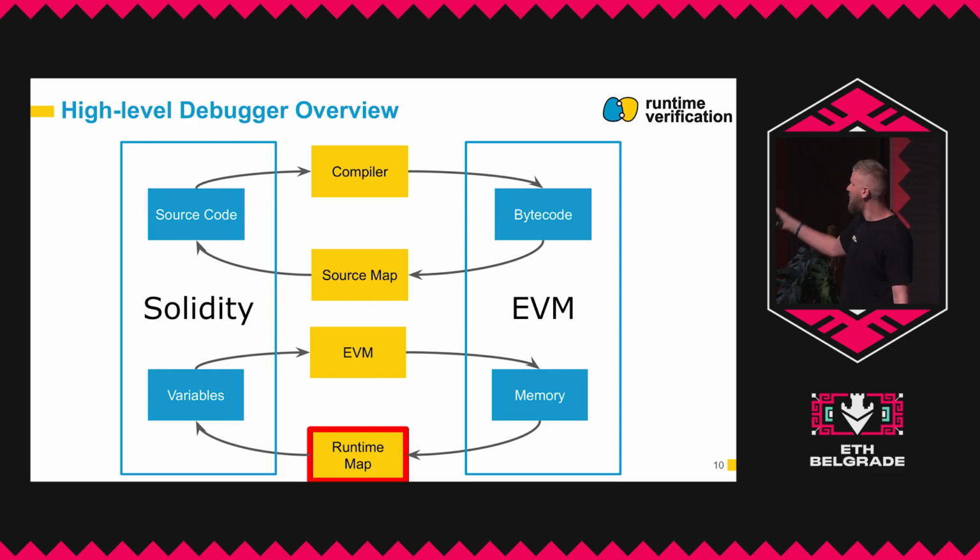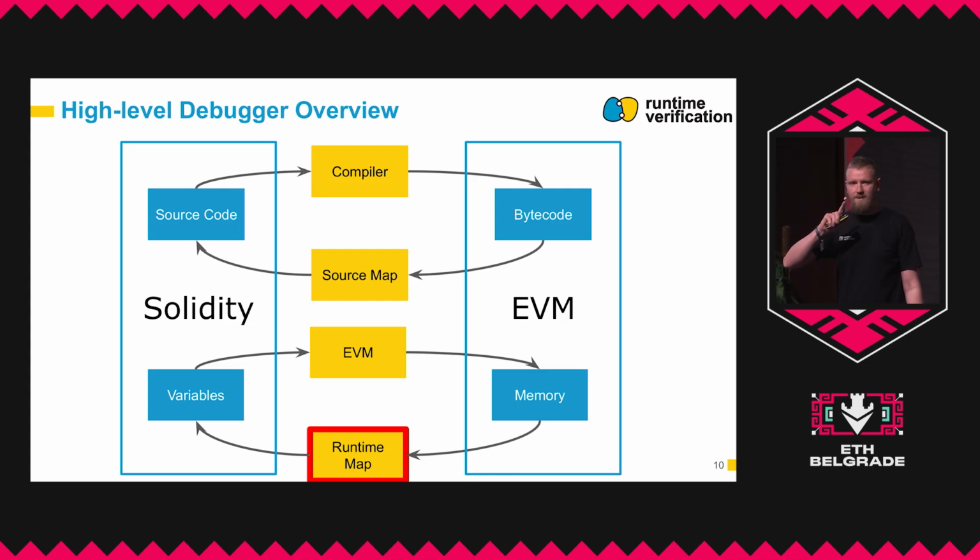So left-hand side, you have Solidity. Right-hand side, you have the EVM. And you have the compiler that takes the source code to the bytecode. And then, friendly enough, the compiler generates a source map that a debugger or any testing tool can take to map the bytecode back to the source code. So that's, when you remember the slide with the Foundry debugger, that's why the Foundry debugger was able to show you in which line of the source code it stopped.